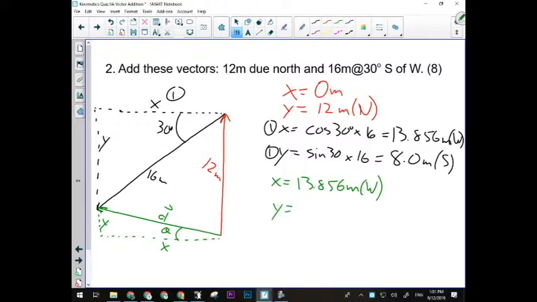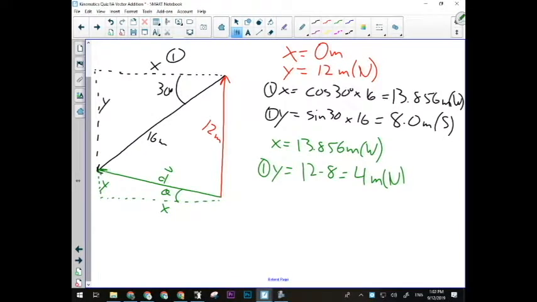For the y component, we go north and then we come back south, right? But it's an easy calculation. 12 minus 8 will give me that I'm still 4 meters north. That one you will get a mark for. So what do we have? 4 marks.